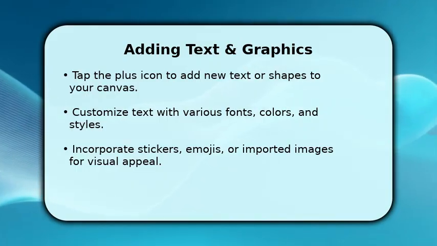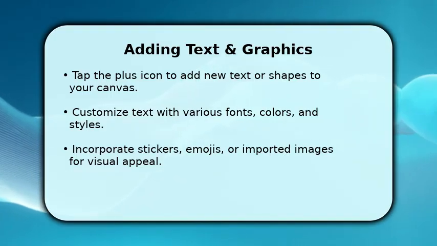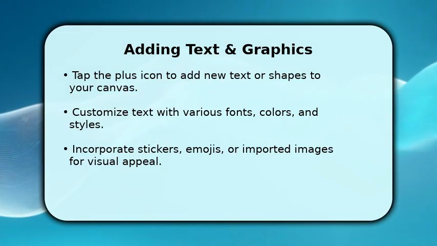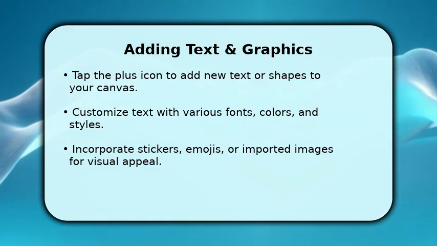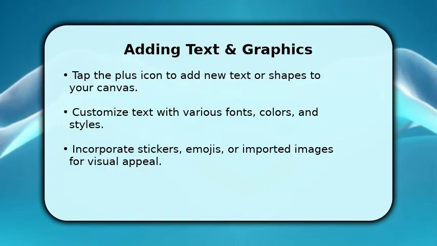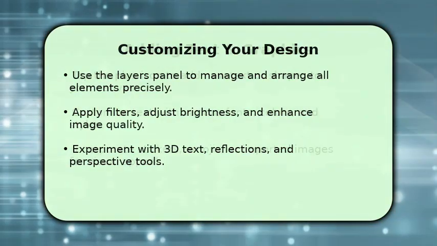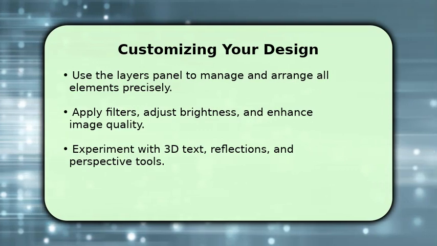Now that your background is set, it's time to add your main content. Tap the plus icon at the top left to bring up options for text, shapes, and stickers. When adding text, explore the extensive font library, adjust its color, and apply effects like shadows or strokes to make it stand out. Don't forget to add engaging graphics. Pixellab offers a variety of shapes and stickers, or you can import your own images to enrich your post's visual narrative.